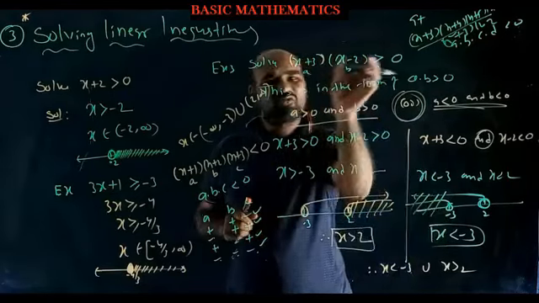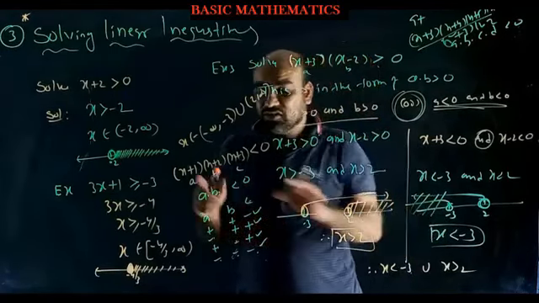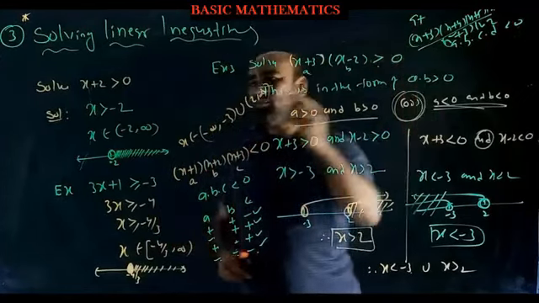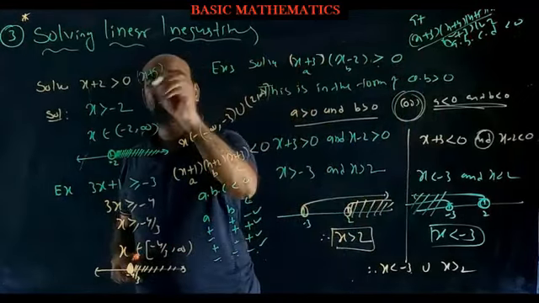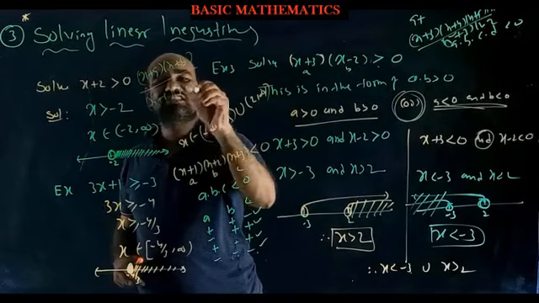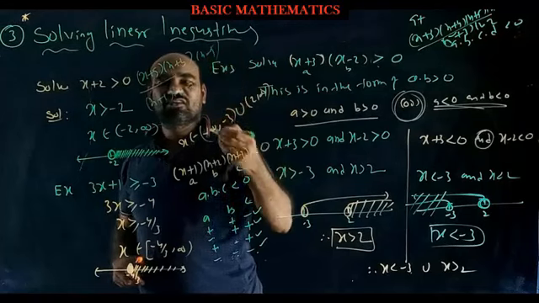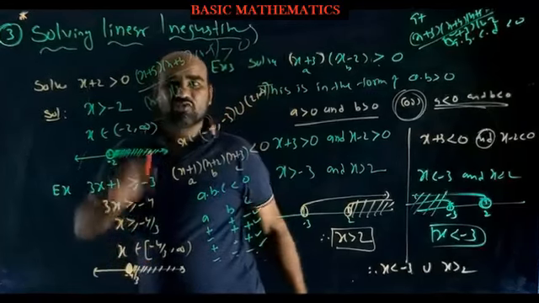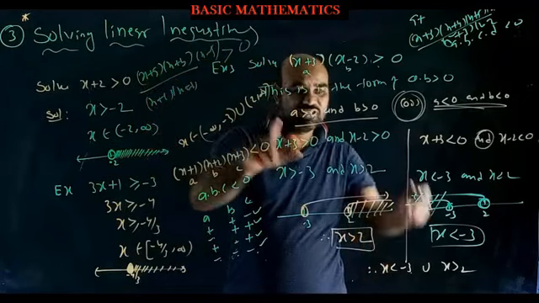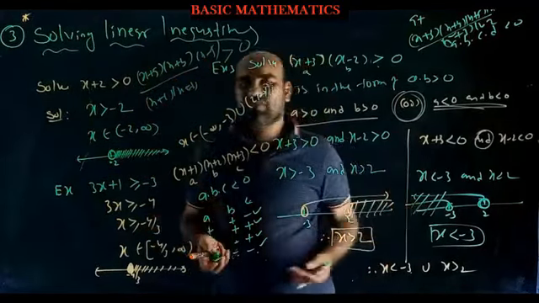With only 2 brackets, you can solve easily. With 3 brackets, you can solve. But when 4 brackets are given, a problem of the form x plus a into x plus b into x plus c into x plus d into x minus f less than or greater than 0, we want to solve this inequality by using this method. We can solve, but it is very difficult.